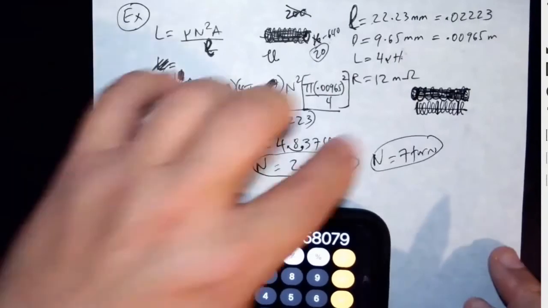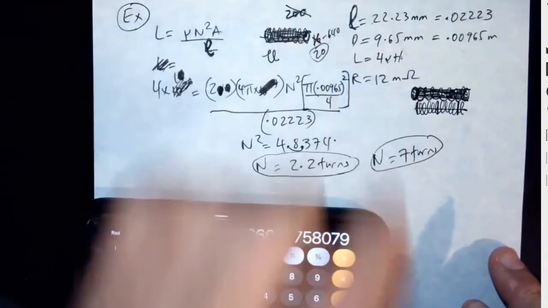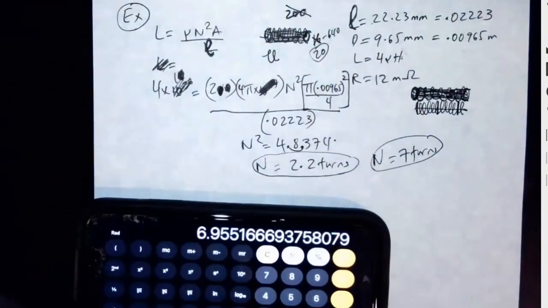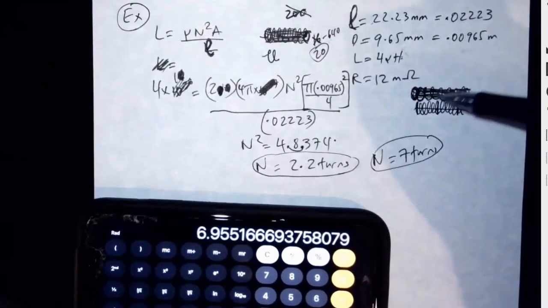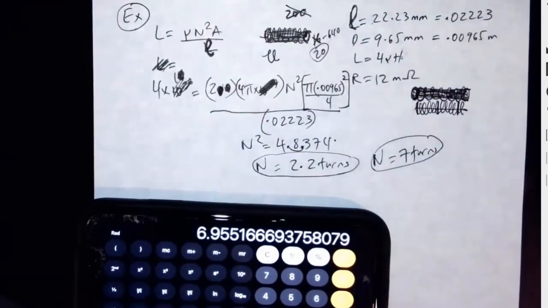So it'll be nice if you order some of these at home, break them open, and then do the math and see how many loops they have, right? And then you can actually check your calculation. So do that before the final exam. Order a bunch of those.